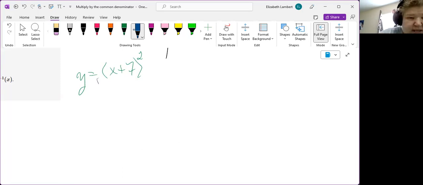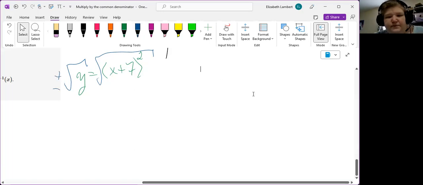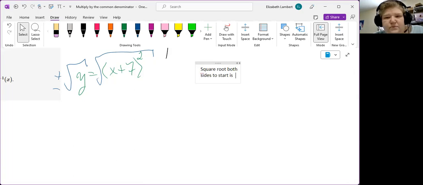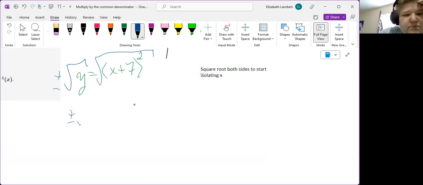Now, because we are choosing to apply a square root, we have to put the plus or minus on the square root. So we're square rooting both sides to start isolating x. All right, so we will have plus or minus the square root of y, and on the right, the square root and square cancel as they're supposed to, and we're left with just x plus 7.